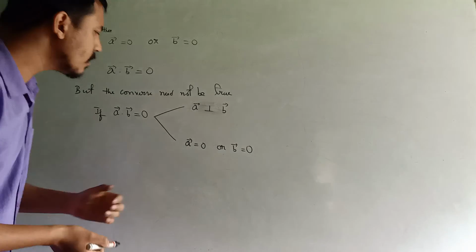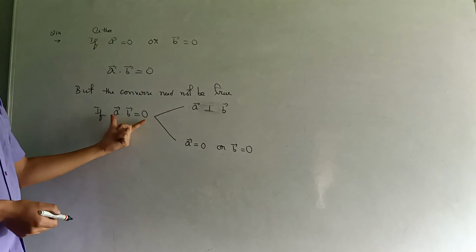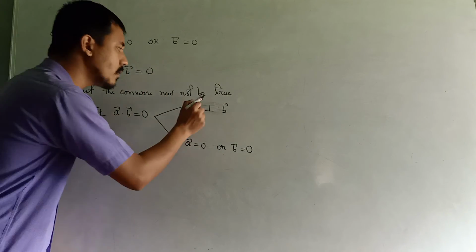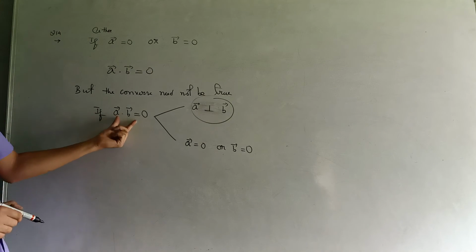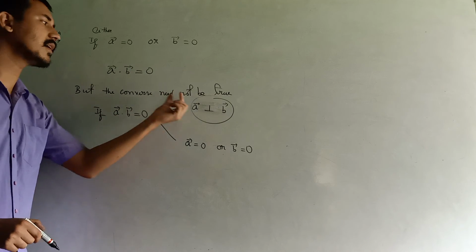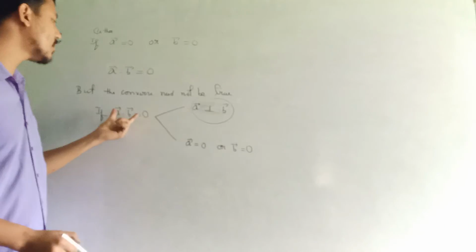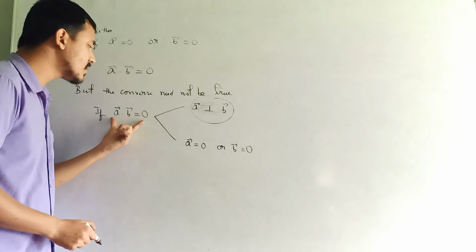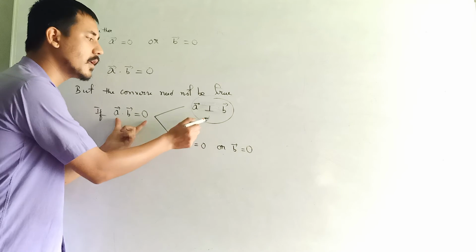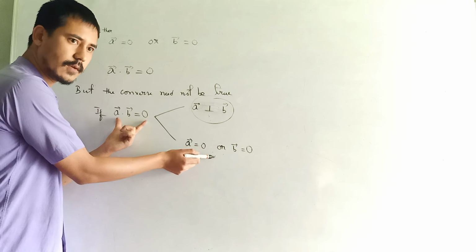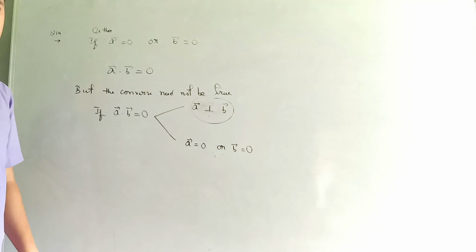Now, it's not only because of this condition that this result holds. It's also because of this condition that this result holds. For this condition the result is true, and for this condition also the result is true. So it can be any one of them. Is it okay? That is why the converse will not be true.